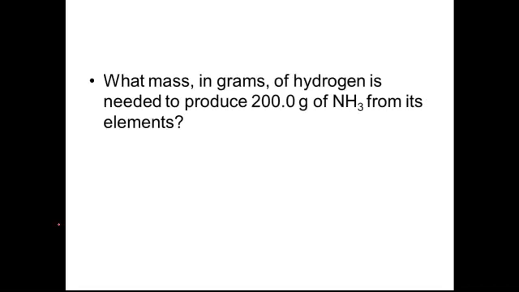So we're just going to go over some problems together, and hopefully you'll get a little bit more comprehension out of this. So the first question says, what mass in grams of hydrogen is needed to produce 200 grams of NH3 from its elements? Okay, so first of all, we've got to think a little bit about this. We are going to be producing NH3 from its elements.